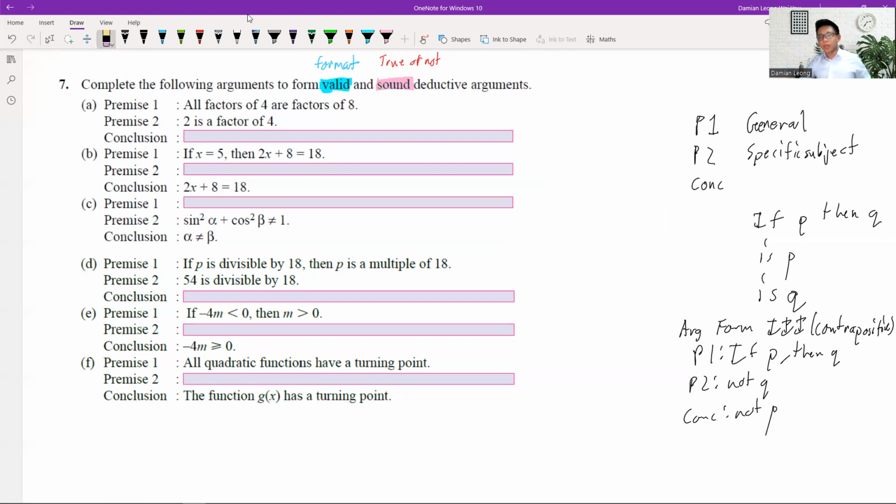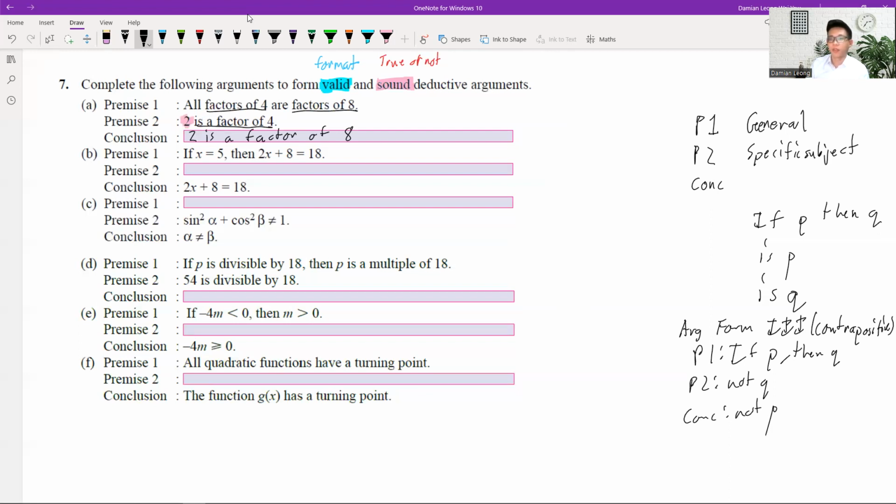Here we just want to complete the arguments so that they are valid and sound. So we just fill in what makes sense. All factors of 4 are factors of 8. 2 is a factor of 4. So I'm talking about 2 here. That's the subject, so I need to talk about the same thing, 2. It fulfills the first condition, so it should fulfill the second condition for the conclusion. So 2 is a factor of 8.